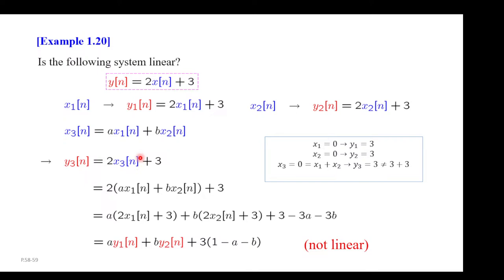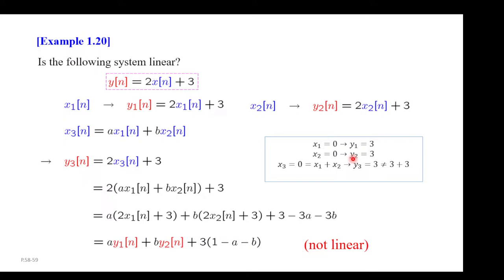Another trick question is, what about this system that looks really linear? y of n is a linear transformation on x of n: y of n equal to 2x of n plus 3. We have a big answer here. This is actually not linear, and this is because of something we already said. If you want a system to be linear, then the zero input should give you zero output. But that's just not happening here.